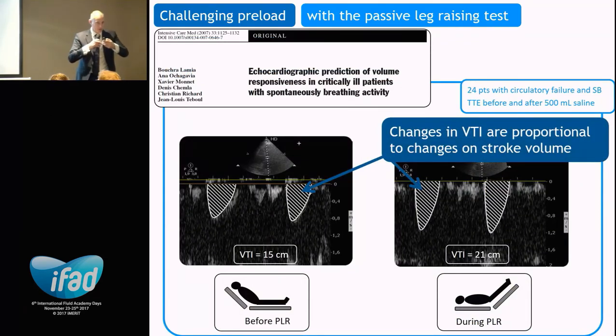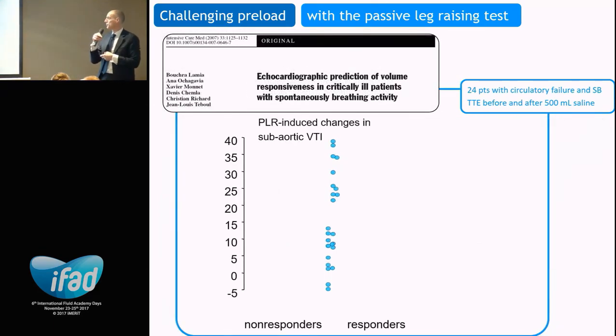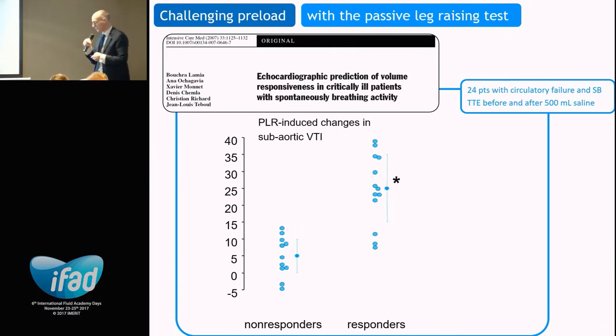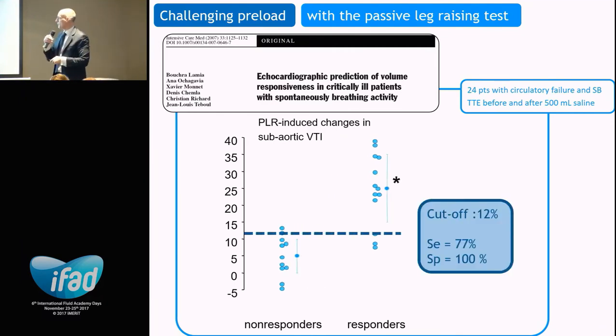Of course, you will look at changes in stroke volume during the maneuver. It means you will look for changes in VTI. You will measure VTI in the semi-recumbent position, measure it again in the passive leg raised position, and calculate the difference. And if it increases by more than 10%, it means the patient is fluid responsive. You give fluid, the patient will respond to fluid administration. Many studies have shown that, and you can say it is reliable.